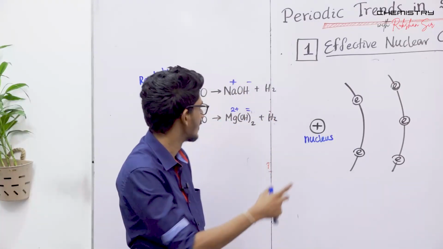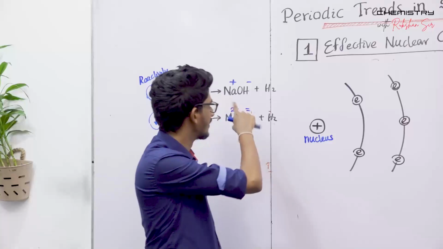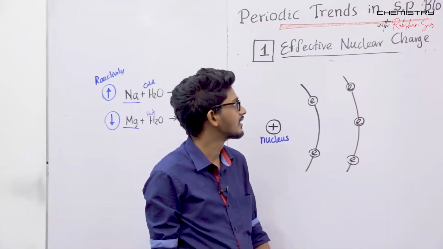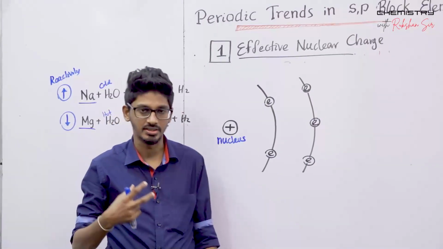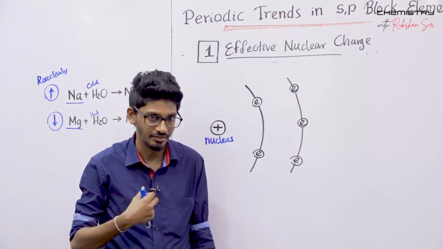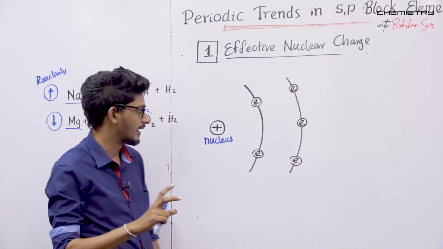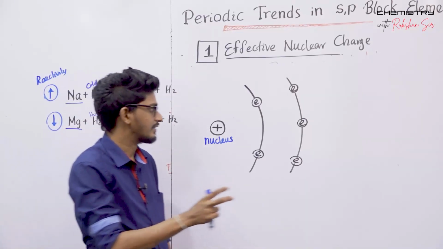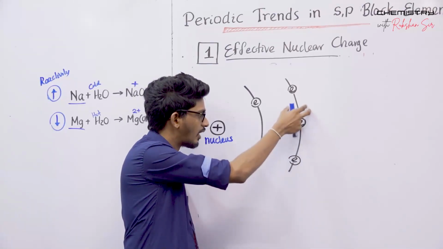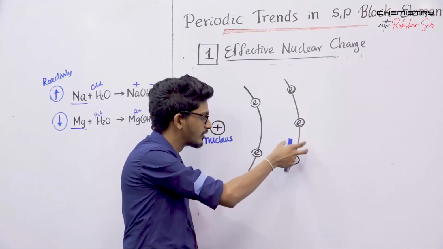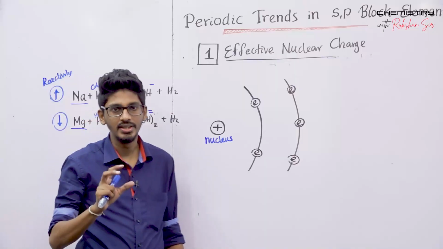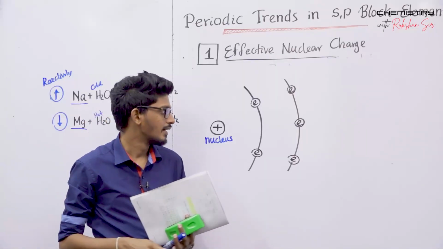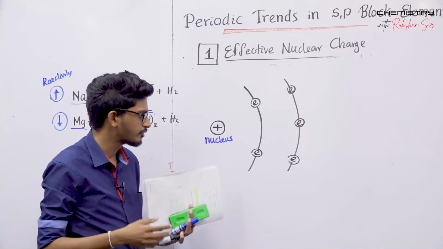Ultimately, at the end of the section, we'll come back to these two reactions again. First, let's come back to the discussion about the effective charge. It is very clear that chemical reactivity depends on how strongly the valence electrons are attracted to the nucleus. When it comes to the attraction to the nucleus, we need to think of two things.